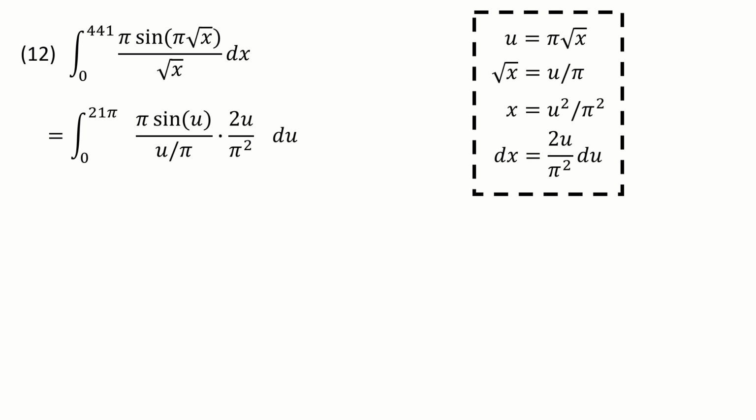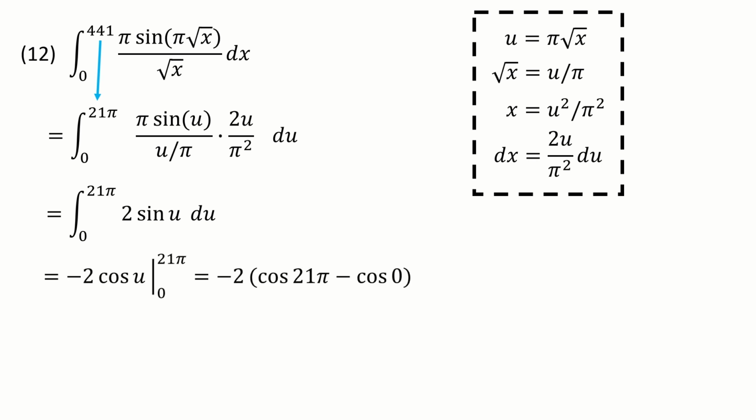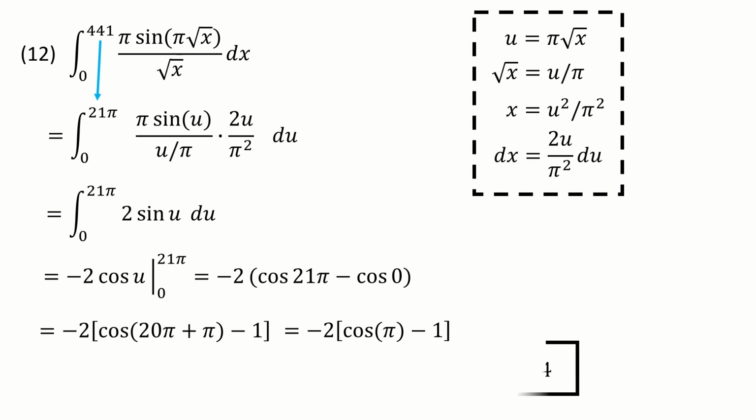Note that after substitution, the upper limit is converted to 21 pi. And then we just simplify it. So the u cancels out and the pi square also cancels out. So we are left with a simple integral with respect to sine u. Then we just integrate it and plug in numbers. And here the cosine 21 pi can be written as cosine of 20 pi plus pi. So it equals cosine pi, which is negative 1. So the final answer is 4.